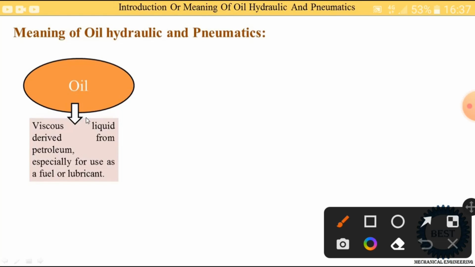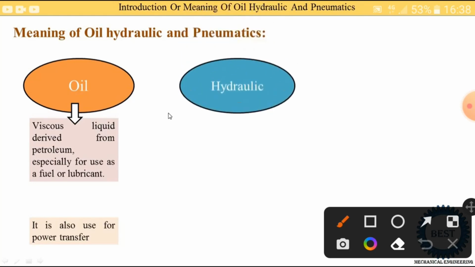But in hydraulic and pneumatic systems, oil is not used as a fuel. In a pneumatic system, oil is used as a lubricant. But in a hydraulic system, the oil is used as the working fluid. In short, it is used for power transfer. Generally all people know that petroleum is used as a fuel and as a lubricant, but it is also possible to use it for power transfer.